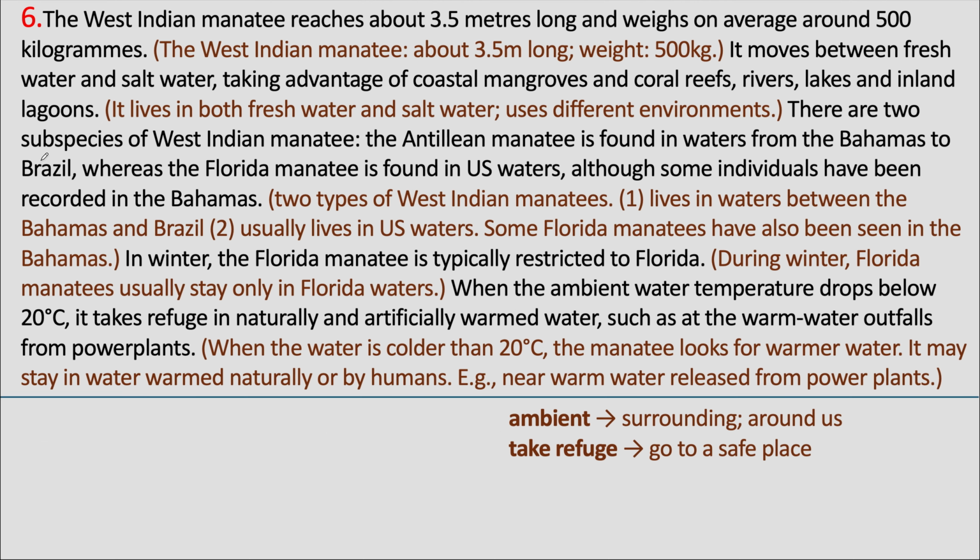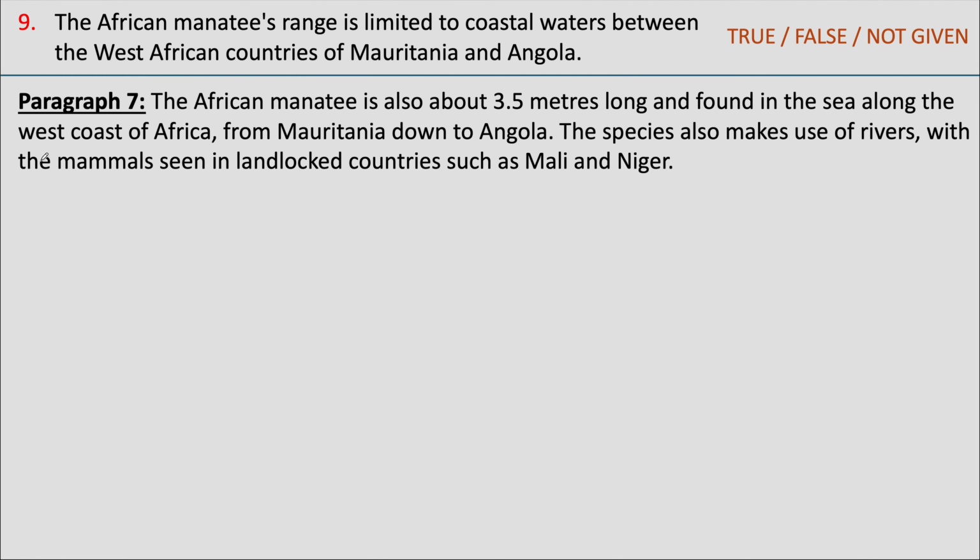Here are meanings of each sentence from paragraph 6. Pause here if you want to understand it in detail. Here's question 9. Pause and try to find the answer. Let's check. The two capitalized words, Mauritania and Angola, appear together only in paragraph 7. So, this is where we look.